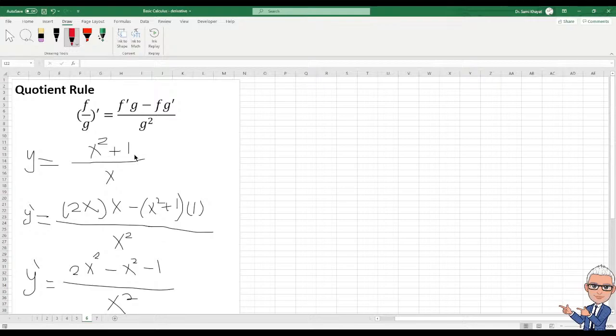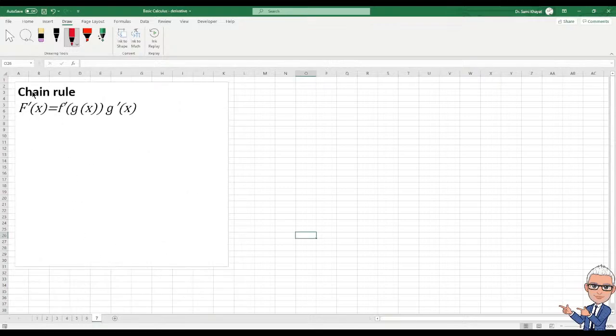Now, let's get the other rule. The other rule is the chain rule. Now, what about if my function is like this? Y equals x squared plus 3x minus 5, for example, power 5.